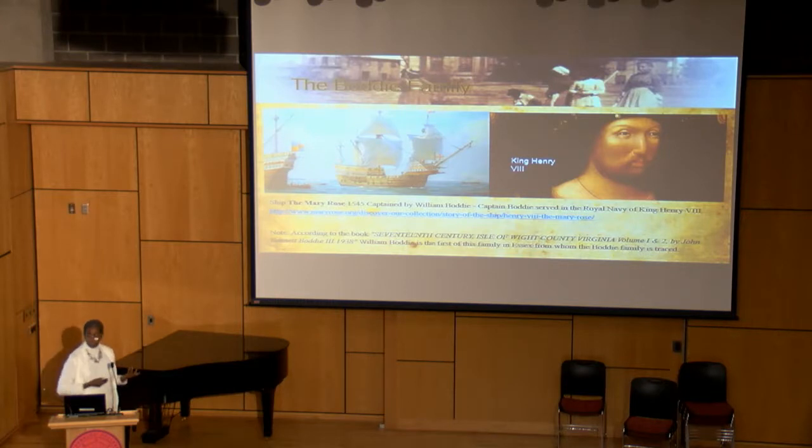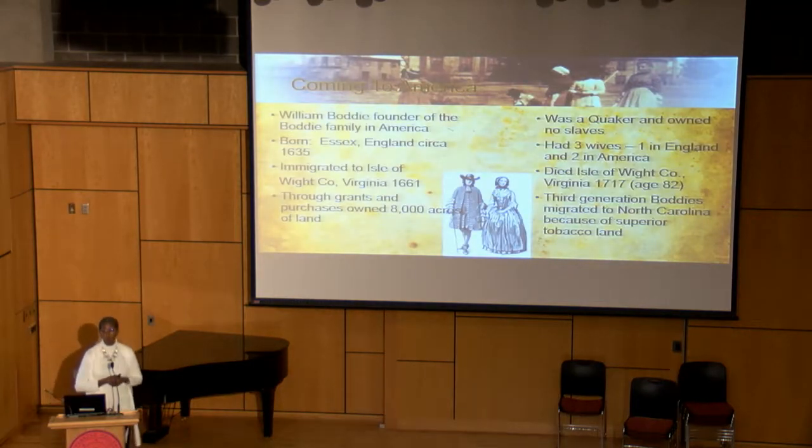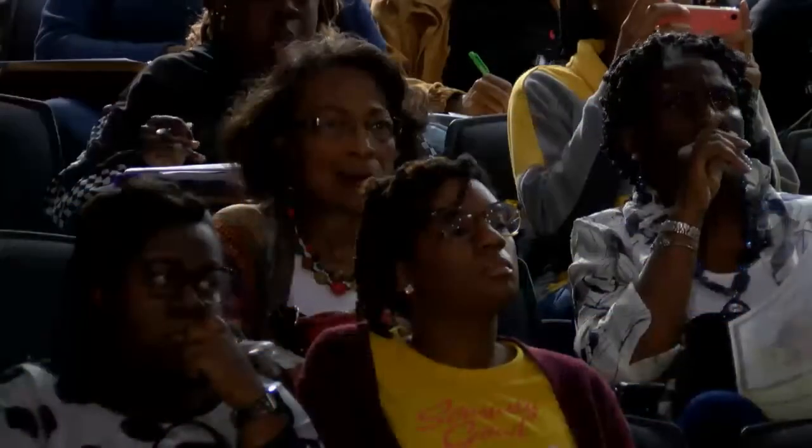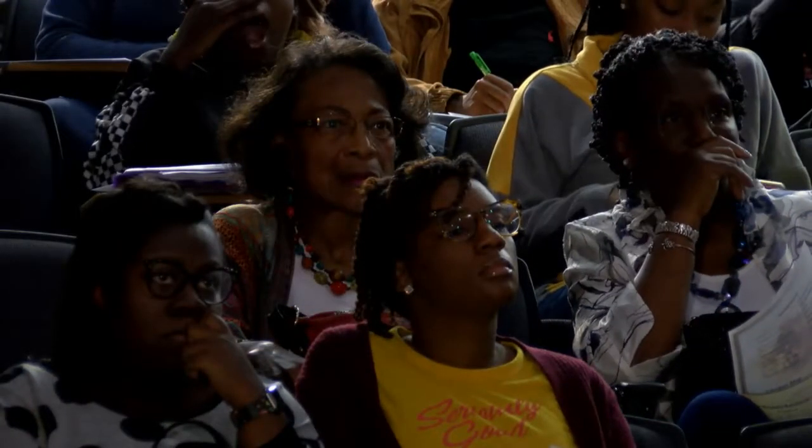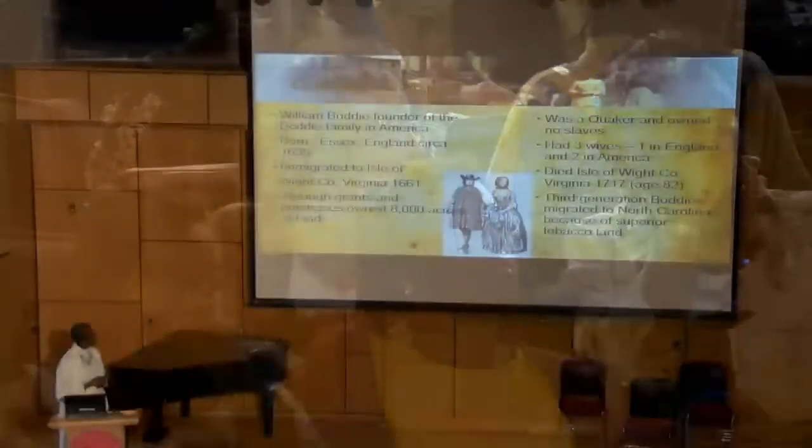So how did the Bodie family come to America? About 100 years later, we see another William Bodie coming to America, to Isle of Wight County, Virginia. He had over 8,000 acres of land through purchases and land grants. But the interesting thing to note is that he was a Quaker and he didn't own any slaves. So the family business came along a lot later. He had 3 wives, 1 in England and 2 in America.